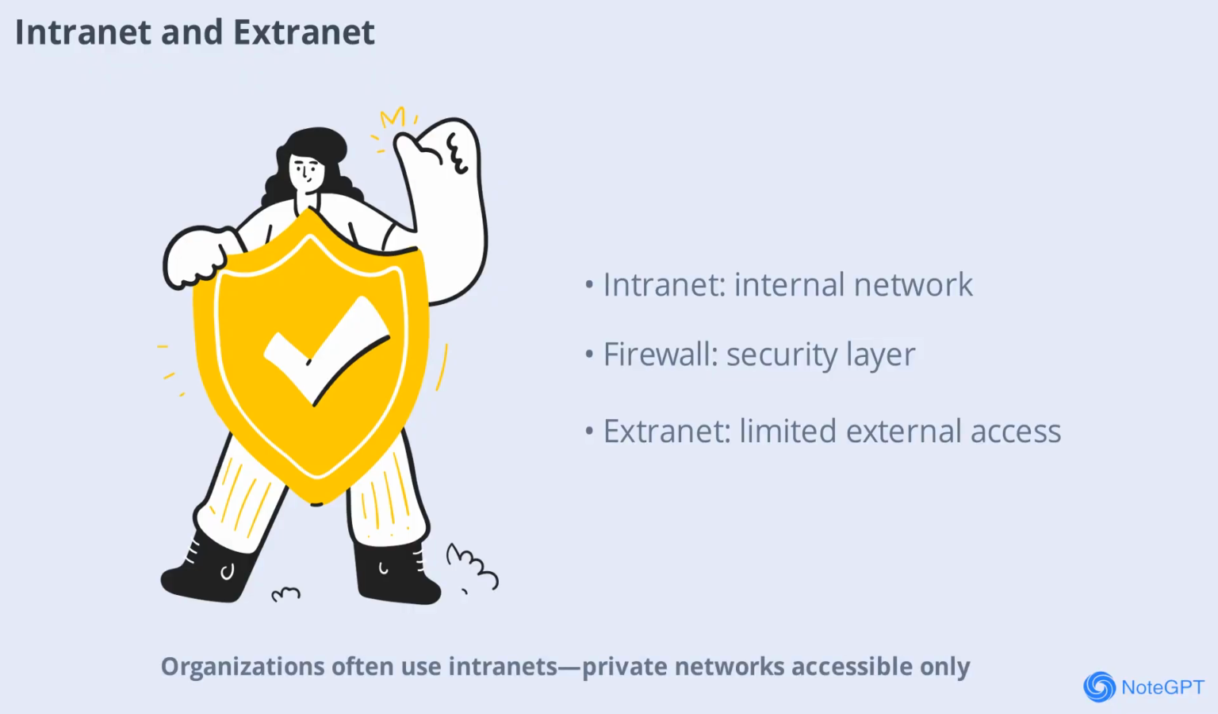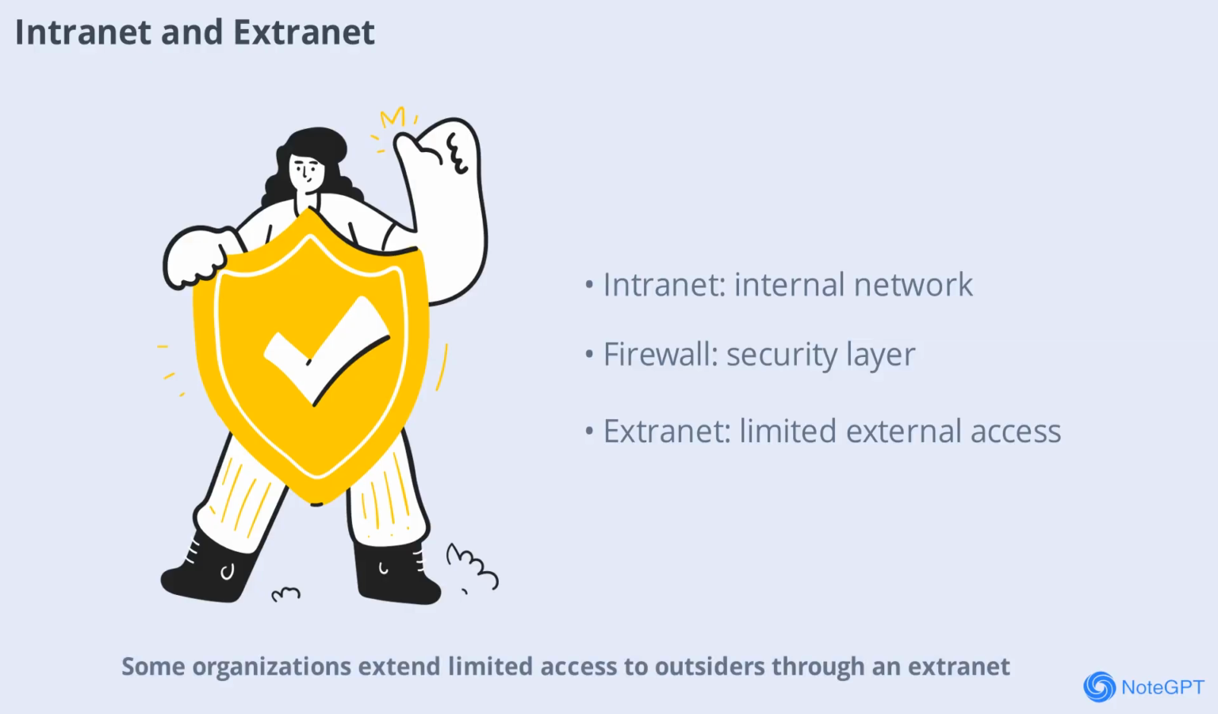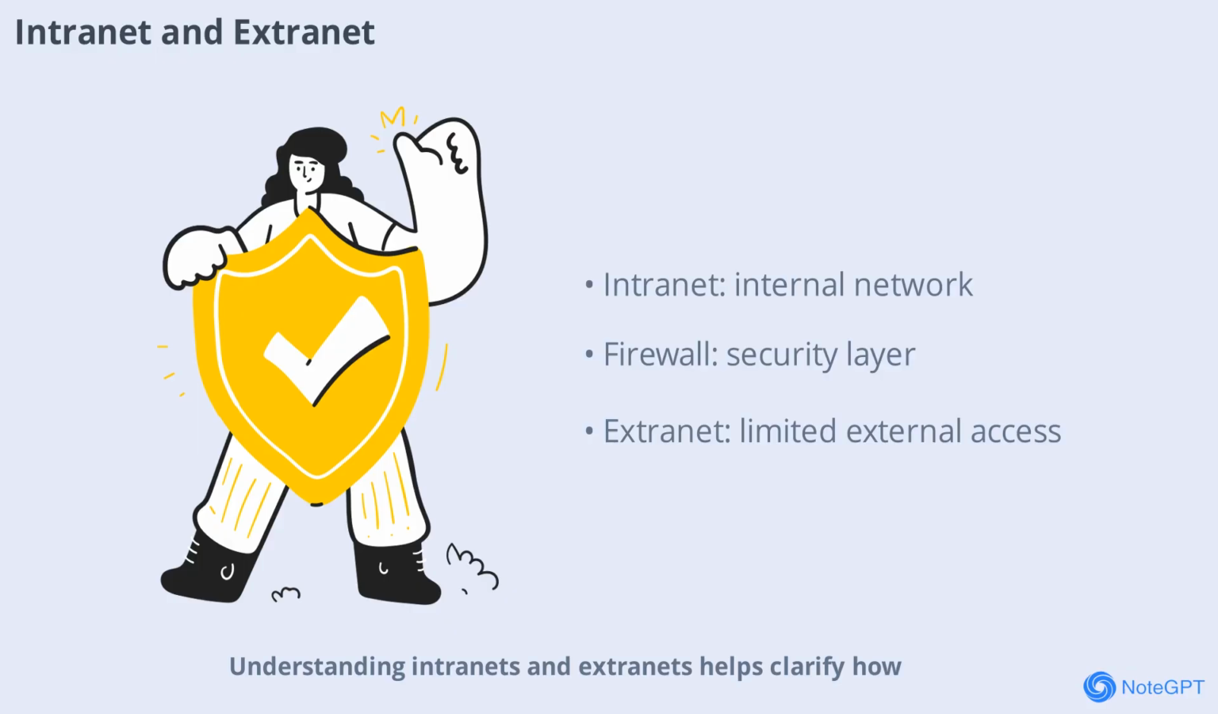Organizations often use intranets, private networks accessible only to their members, for internal communication and resource sharing. To protect these networks from unauthorized access, a firewall acts as a barrier between the intranet and the broader internet. Some organizations extend limited access to outsiders through an extranet, which allows authorized external users to connect via the internet. This layered approach ensures security while enabling collaboration beyond organizational boundaries. Understanding intranets and extranets helps clarify how businesses manage internal and external communications securely.